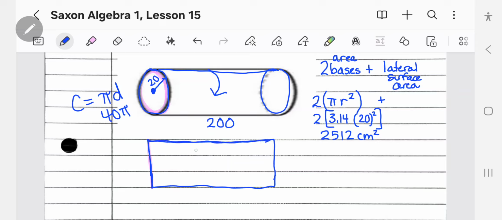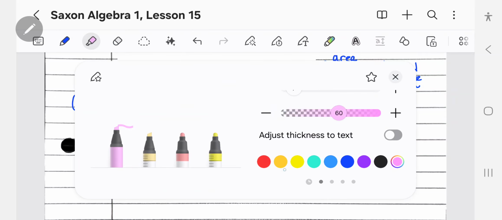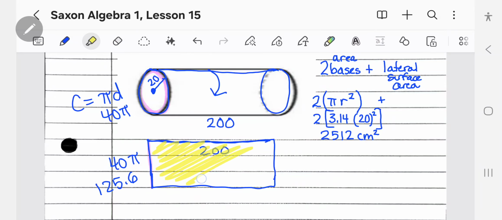And then you would have that times your 200. So this is going to be 40 pi. And if you do 40 times 3.14, that's 125.6. So that's that pink distance that wraps around the circle. That's the circumference. Once we get that number, we can then multiply it by 200, and that would give us this area, because that's a rectangle. So let's do 125.6 times 200. And when I multiply those two, I get 25,120. And that's in square centimeters as well.